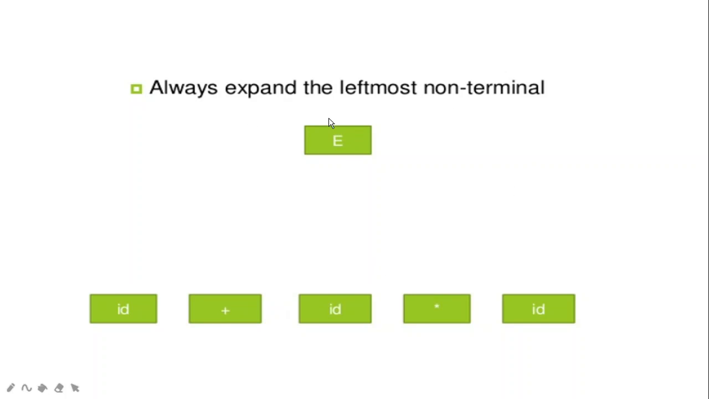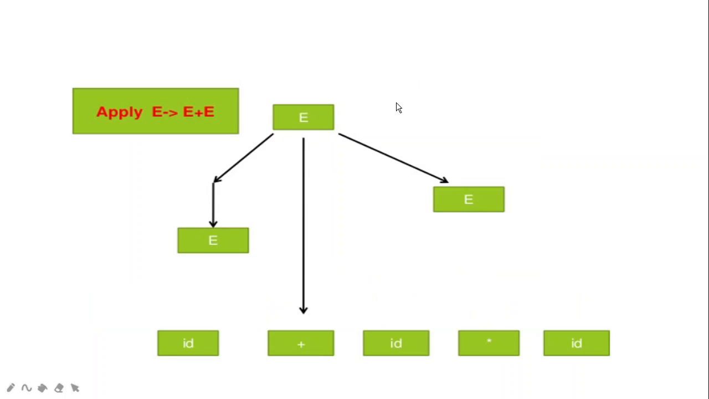Here you can see that we have id plus id star id. The E plus E is given, then E is added with E. That production rule is applied on the given language. It means that this production rule is applied through the lexical analyzer and it will produce this.